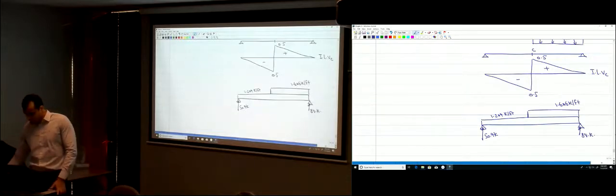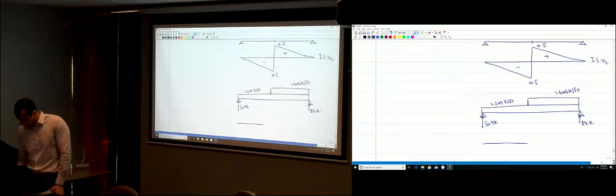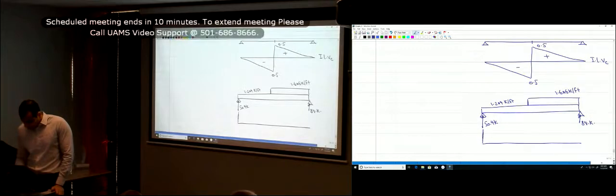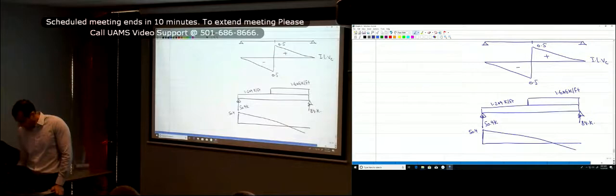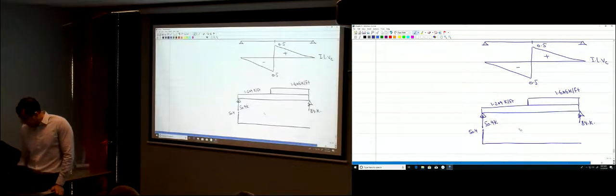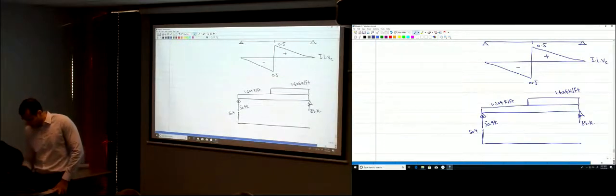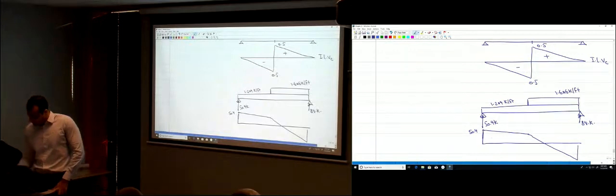If you draw the shear force diagram, it's going to be 50.4, and then it's going to go like this. Yeah, it's going to go like this, and then the slope is going to increase. You have a difference in slope here because the w changes.